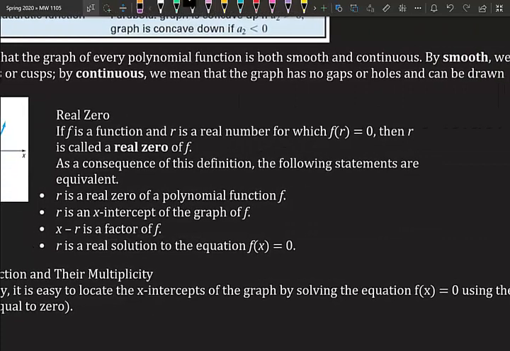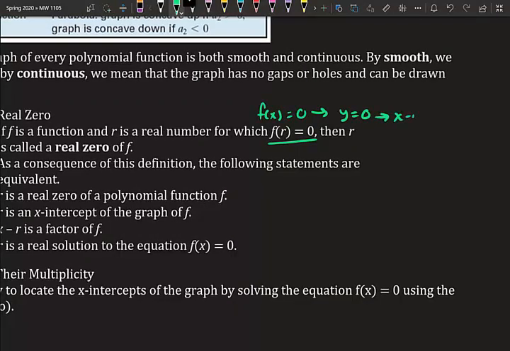Real zeros. This is where I call upon you: do you remember what they are? I have given you 3 names for something. Real zeros are the same thing as x-intercepts and roots. So if f is a function and r is a real number for which f of r equals 0, then r is called a real zero of f. All that is saying is f of r equals 0, that's saying f of x equals 0, which just means y equals 0, and we know that just means the x-intercept.